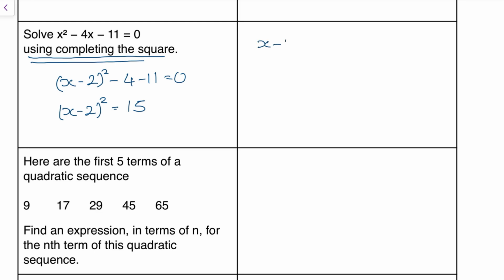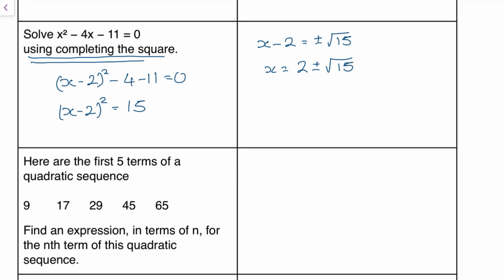Now, of course, this is the catch to the question, isn't it? So it's going to be x minus 2 is not equal to root 15. It's equal to plus minus root 15. And then when I add on the 2, that's going to tell me that x is equal to 2 plus minus the square root of 15.